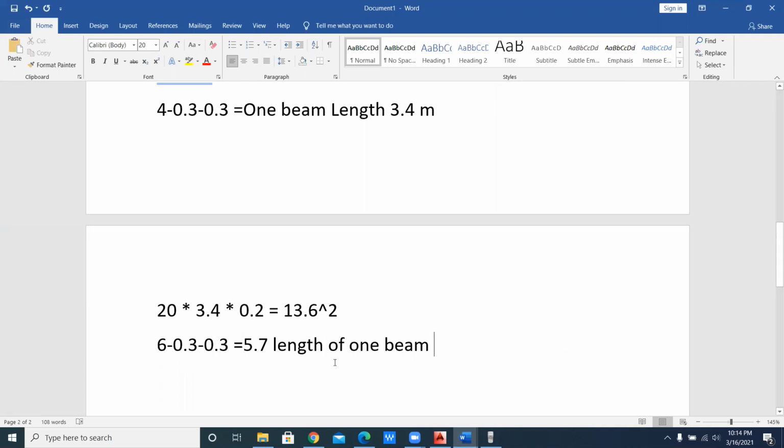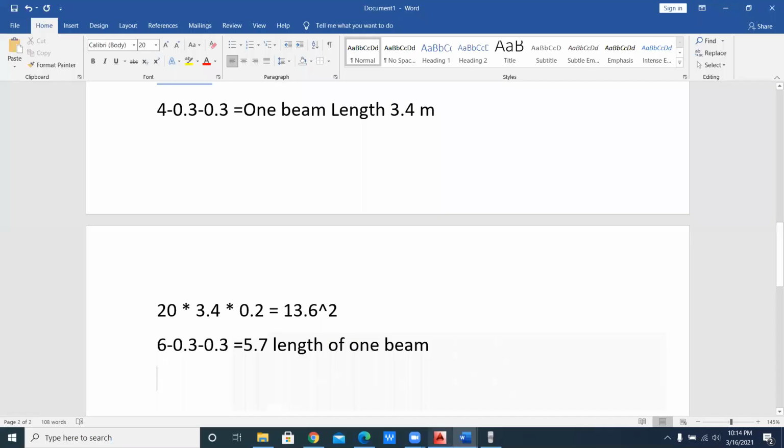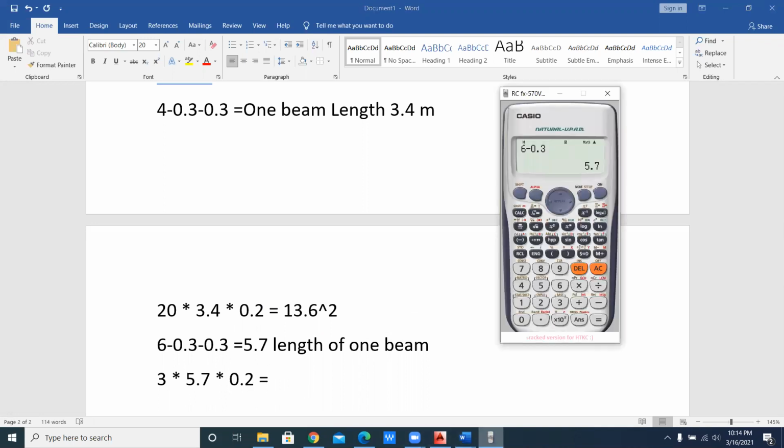Now you have to first of all calculate how many beams you have for 6, that is 1, 2 and 3, okay? So you can write here 3 multiplied by its length, that is 5.7. I just copy it to save my time, and multiply with what? Multiply with thickness, okay? As you know, the thickness of the beam, as I calculated earlier, is 0.2. I will copy it to save my time, equal to, so how much do you get here?